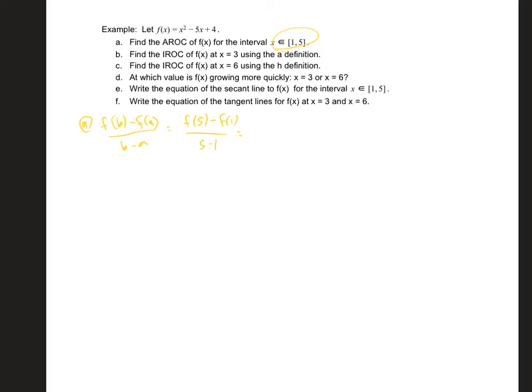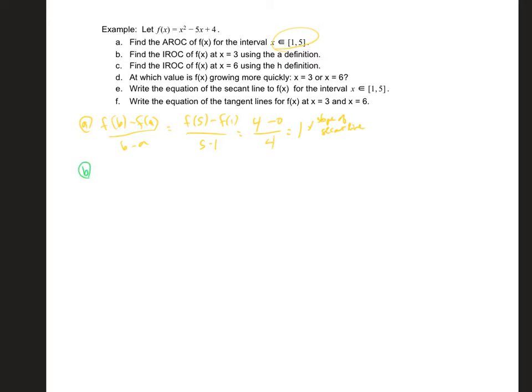When you plug in f of 5, you get 25 minus 25 plus 4, which is 4. When you plug in 1, you get 1 minus 5 plus 4, which is 0. And then 5 minus 1 is 4. So the a rock on this is 1. That means the slope of the secant line from 1 to 5 on the graph is 1.